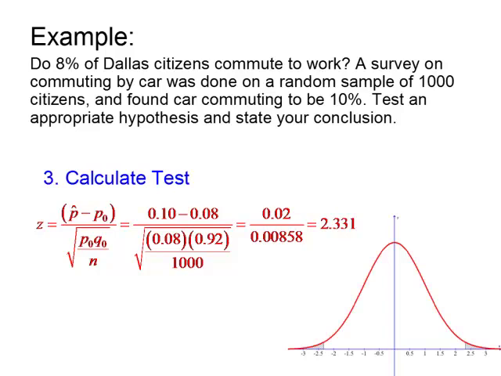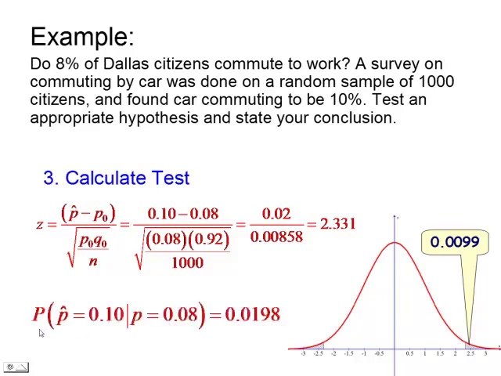So drawing our normal model, we're going to shade both sides. Since we have 2.331, we're going to find the probability from 2.331 to infinity. That probability is 0.0099. Now, since this is a two-tailed test because of our alternative, we're going to double this number. So the probability that p hat equals 0.10, given that p equals 0.08, is equal to 0.0198.